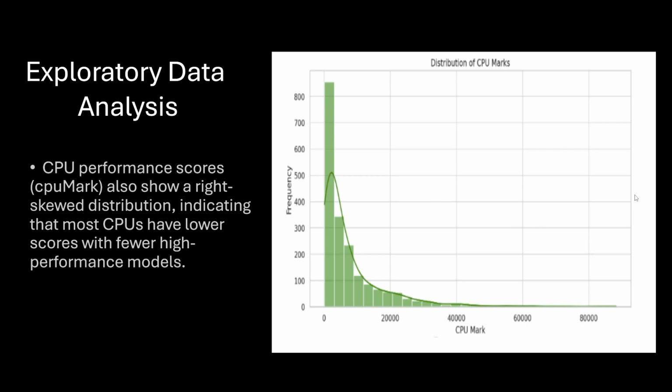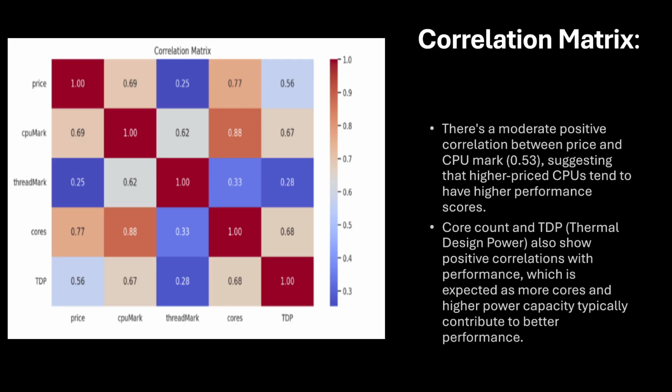Now we're gonna move to more of the analysis we did, and one of the first things we did is the correlation matrix. So for our correlation analysis, we showed a moderate positive correlation, for example. In this case, we can look at the 0.53 between the price and CPU performance.